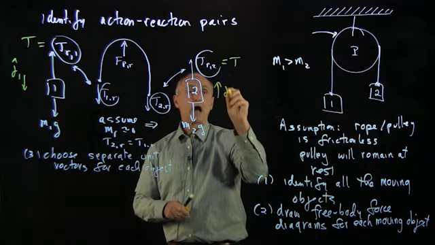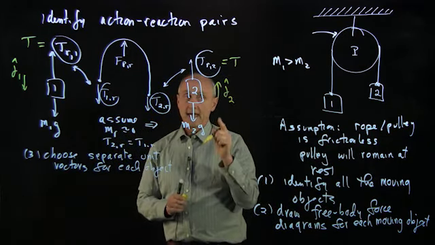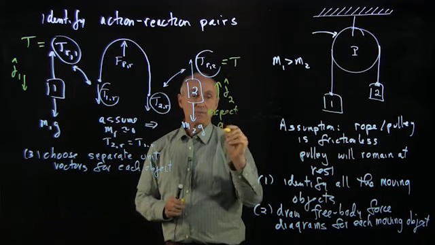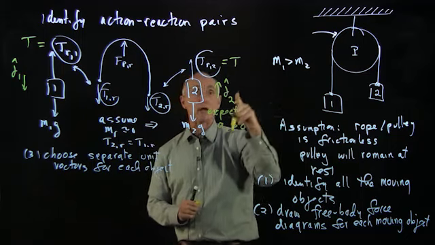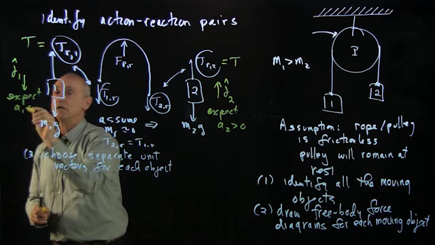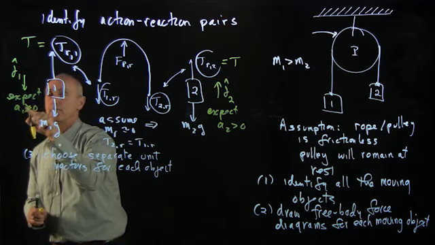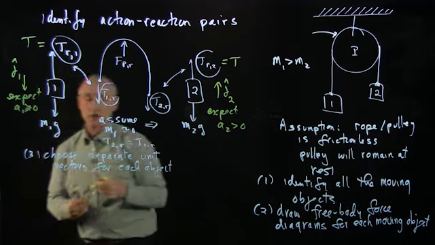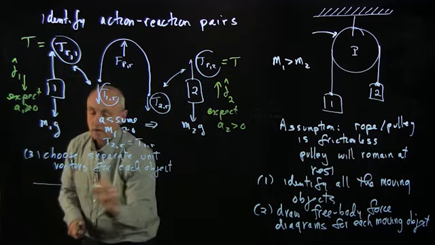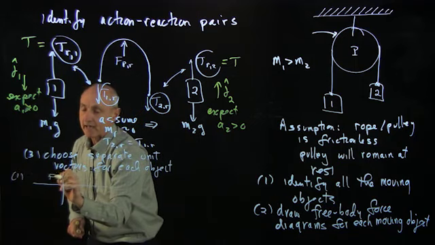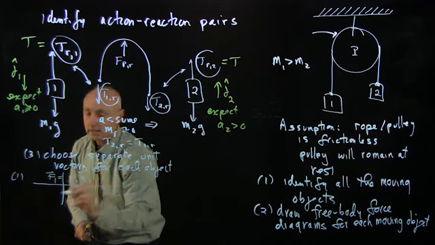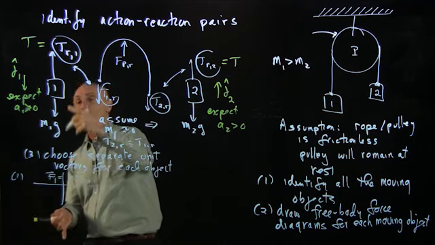So here, I'm choosing j hat 2. And when I choose that, I expect a2 to be positive because 2 is going up in the direction of j hat. And here, I expect a1 to be positive also because 1 is going down. Now I can write Newton's second law on 1. So I have F1 equals m1a1.